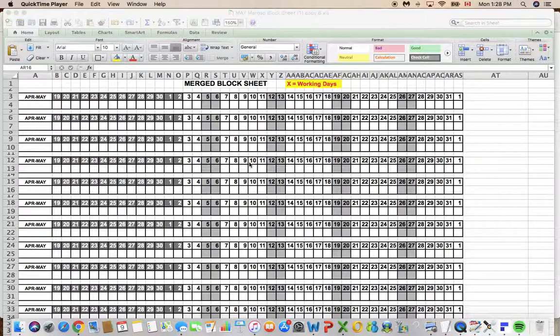Now I'm going to try and show you guys how to fill out a merged block worksheet. We call it a merged block worksheet because it encompasses the last 14 days of the previous month as well as the entire block month.